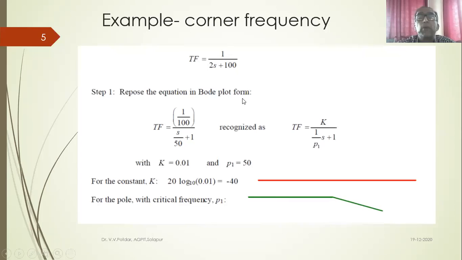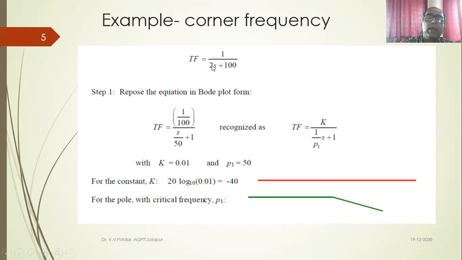What is this Bode plot form? I should convert this S plus 100 into 1 plus S form. So we call it the 1 plus tau S form, where tau corresponds to the time constant of the system. How to get the 1 plus tau S form? By dividing by the highest value in the numerator and denominator. If I divide the numerator and denominator by 100, numerator 1 by 100, denominator this entire term divided by 100.